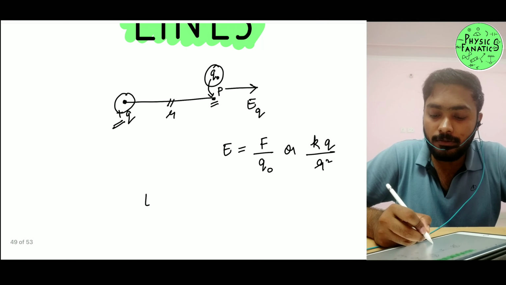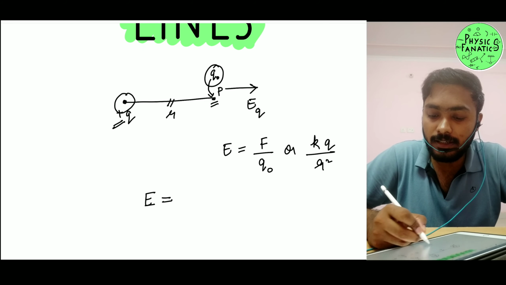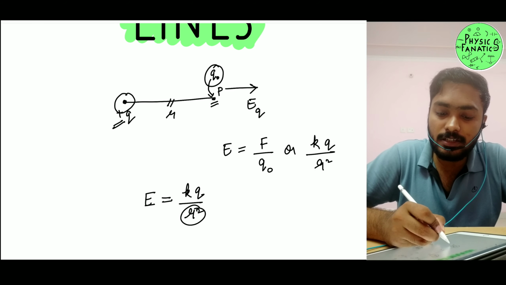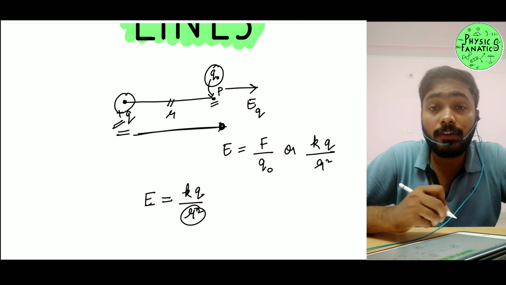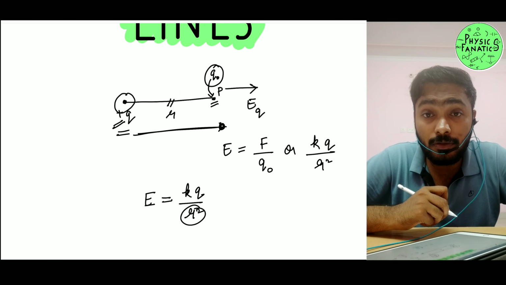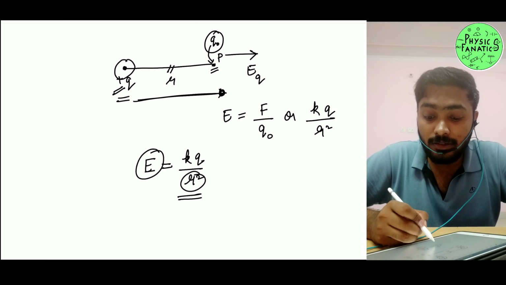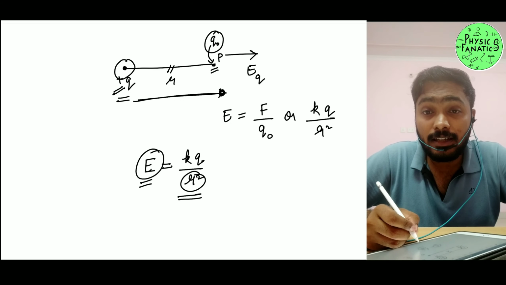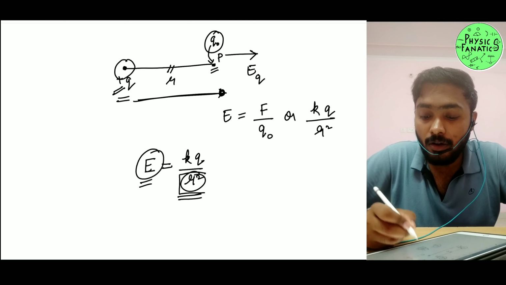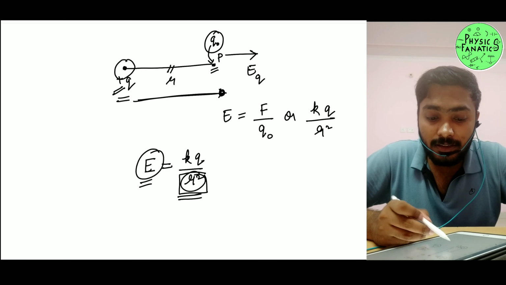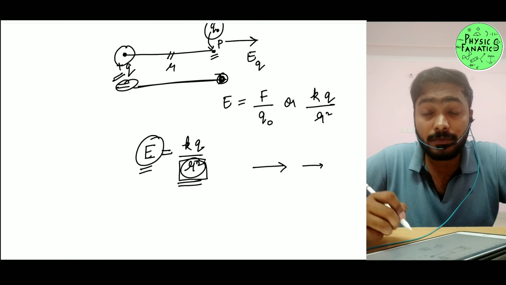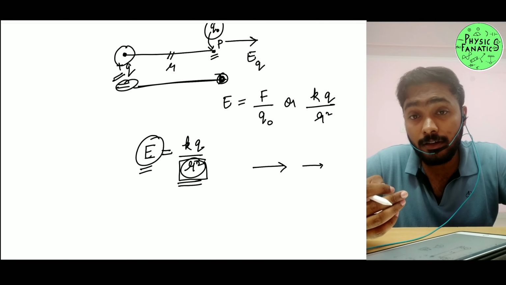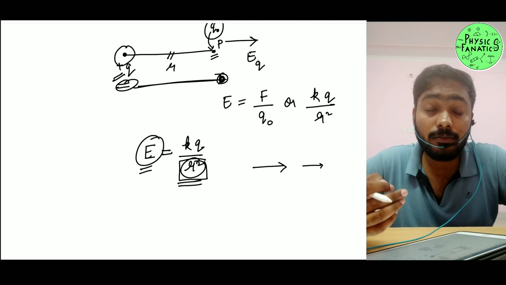Now from this equation I know electric field is given as kQ by r square, where r is the distance between the charge Q and the place where I'm going to find my electric field. So your electric field depends inversely upon the square of the distance between the charge and the position where I'm supposed to find it. This means the farther from my point charge, the less the electric field will be.